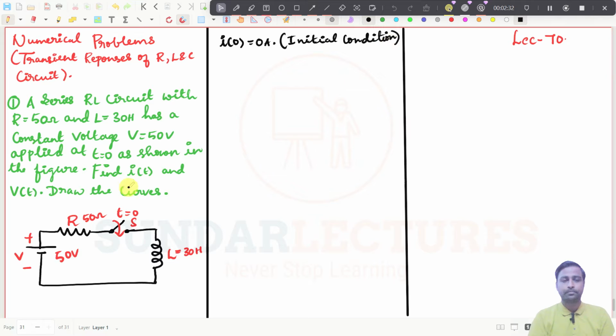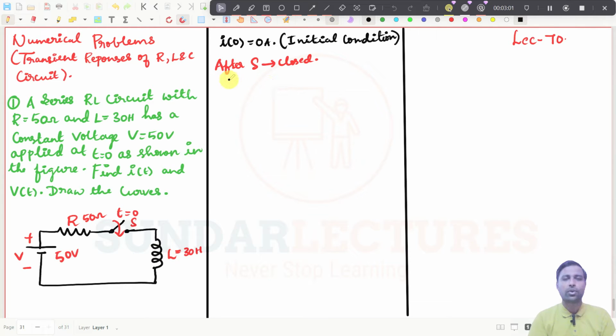Now you see, after closing the switch, I have told you already all these kinds of things. What happens before closing the switch, you take that as the initial condition, and after S is closed, then you have to find the value of current and voltage. This is the procedure we have followed in lecture number 16, right? Now if this switch is closed, the circuit will be an RL circuit, right?